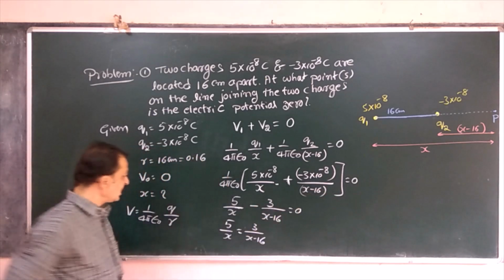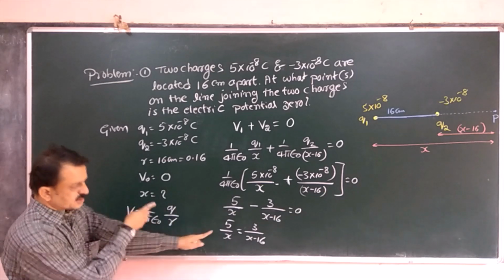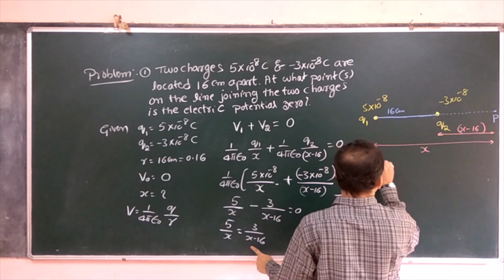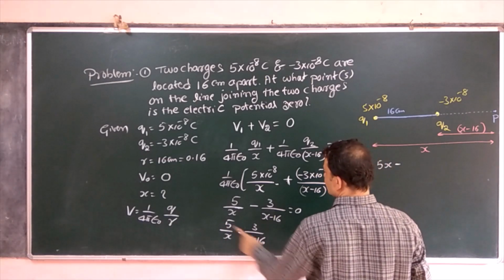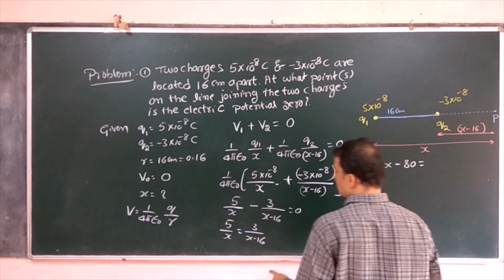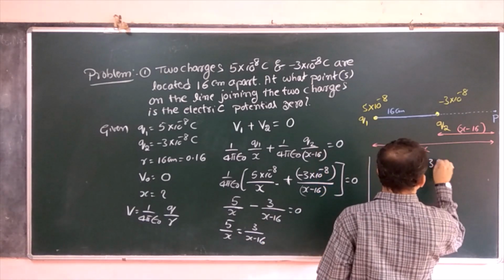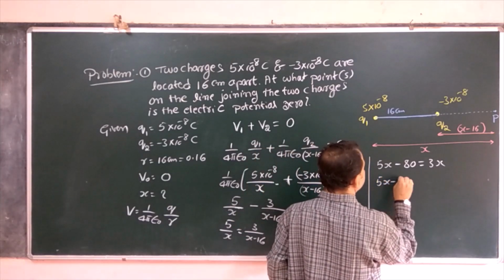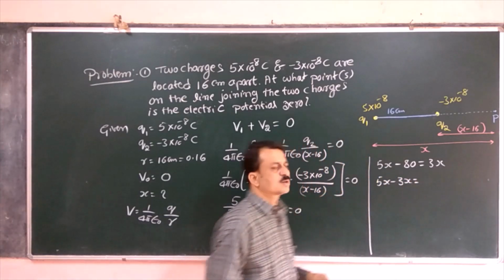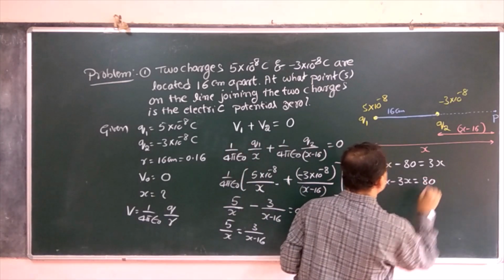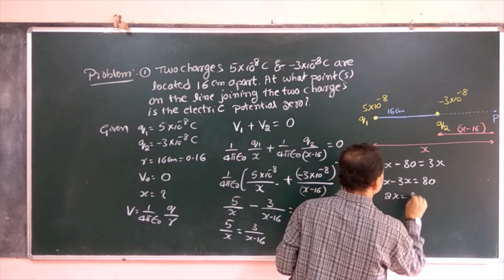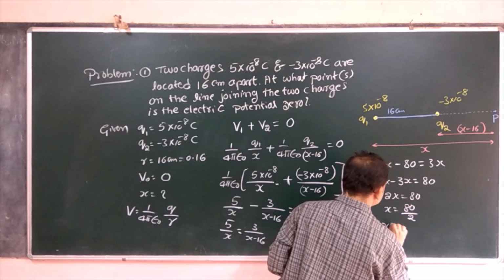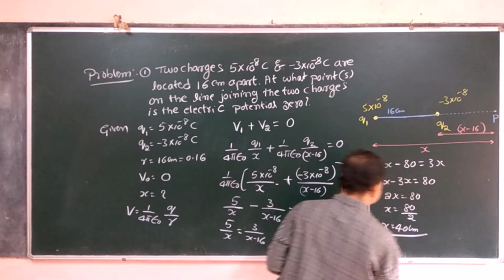If we send this term to the other side, minus becomes plus. Just cross multiply. Now 5 into x is 5x, minus 16 fives is 80, that is equal to 3 into x, it is 3x. Now rearranging the terms, it becomes 5x minus 3x equal to 80. Therefore 2x is equal to 80. Therefore x is equal to 80 divided by 2, that is equal to 40 centimeter.